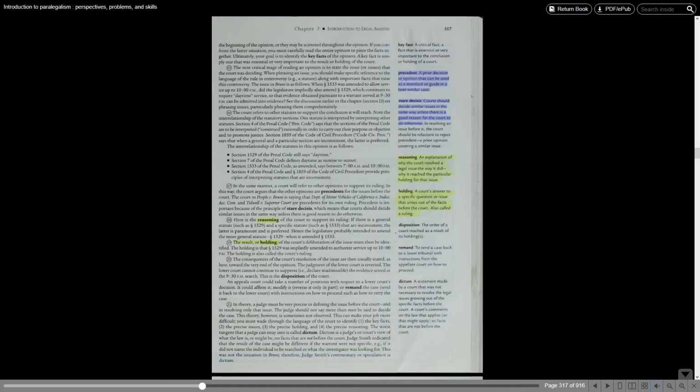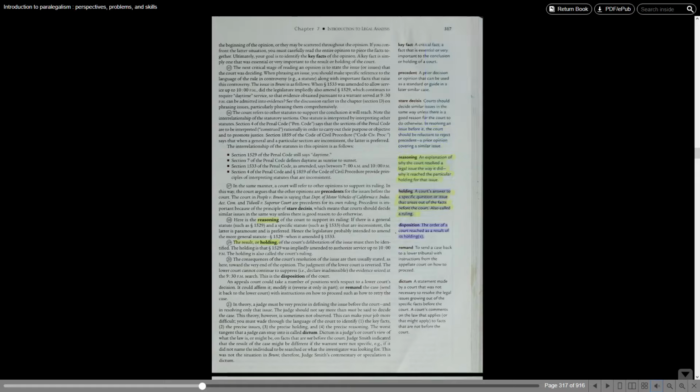Precedent, a prior decision or opinion that can be used as a standard or guide in a later similar case. Stare decisis, courts should decide similar issues in the same way unless there is a good reason for the court to do otherwise. In resolving an issue before it, the court should be reluctant to reject precedent, a prior opinion covering a similar issue. Reasoning, an explanation of why the court resolved a legal issue the way it did, why it reached the particular holding for that issue.